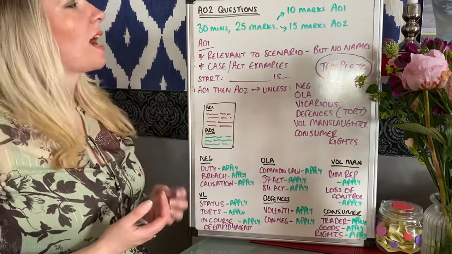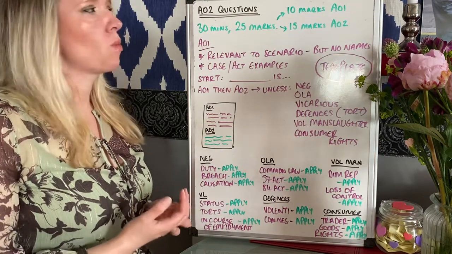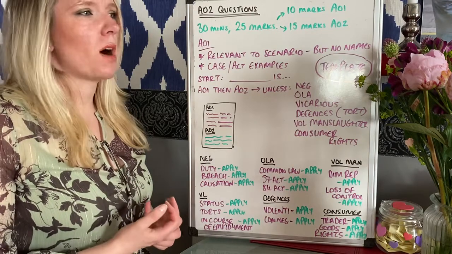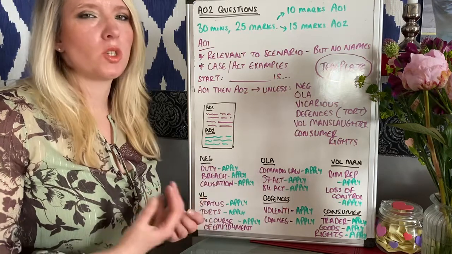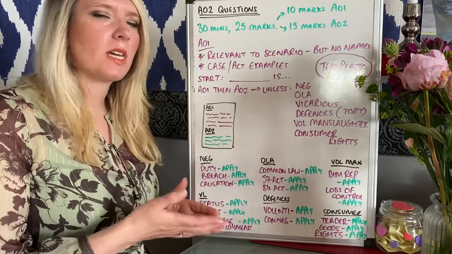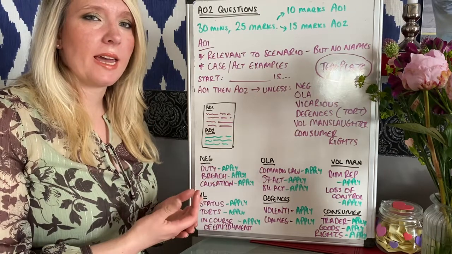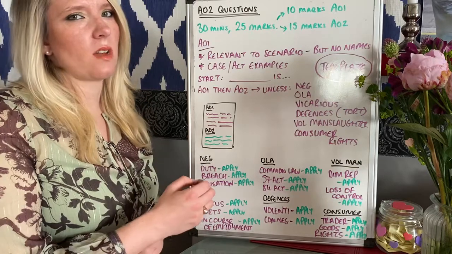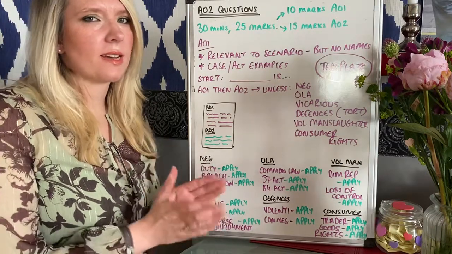So what is it that you have to do in these scenarios? You need to think of it essentially as 2 questions in one. You have 30 minutes to achieve 25 marks. 10 of those marks are for your AO1, which is showing your knowledge and understanding of the particular topic. And then 15 marks are for your AO2, and this is your application of your knowledge and understanding to the given facts in the scenario. So essentially, you have to act as a lawyer and advise the client.